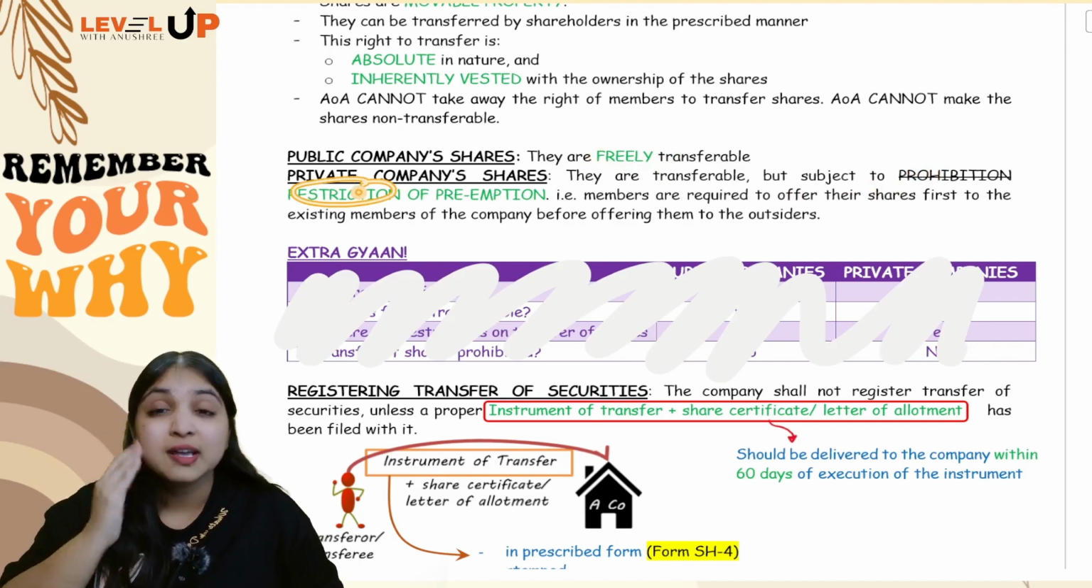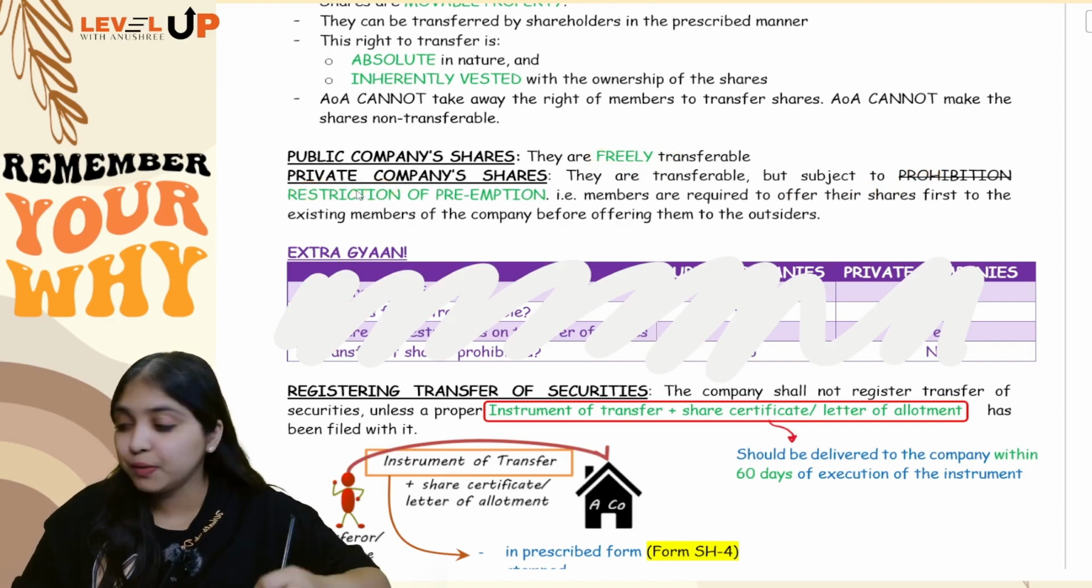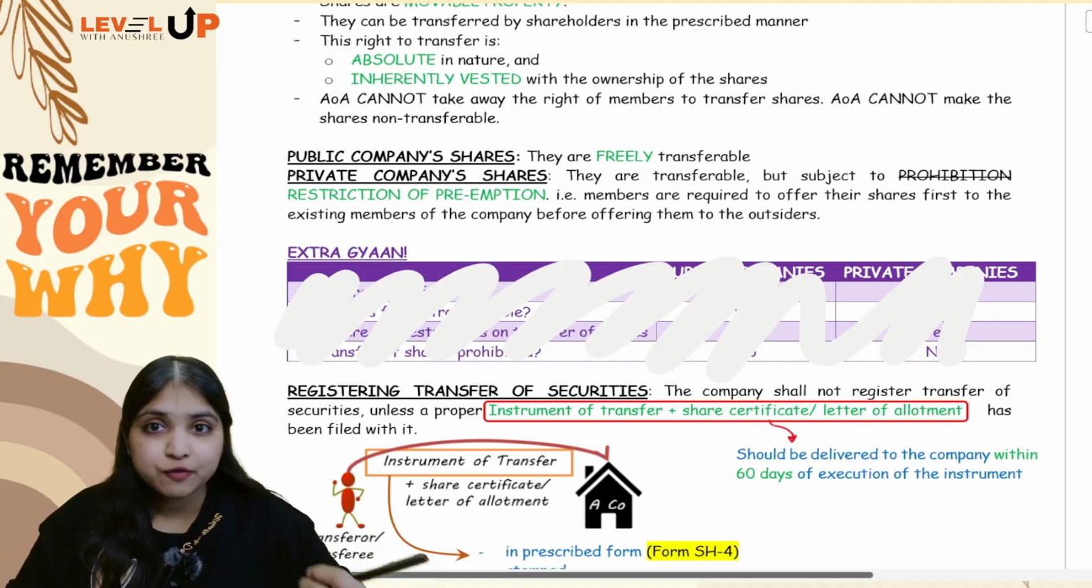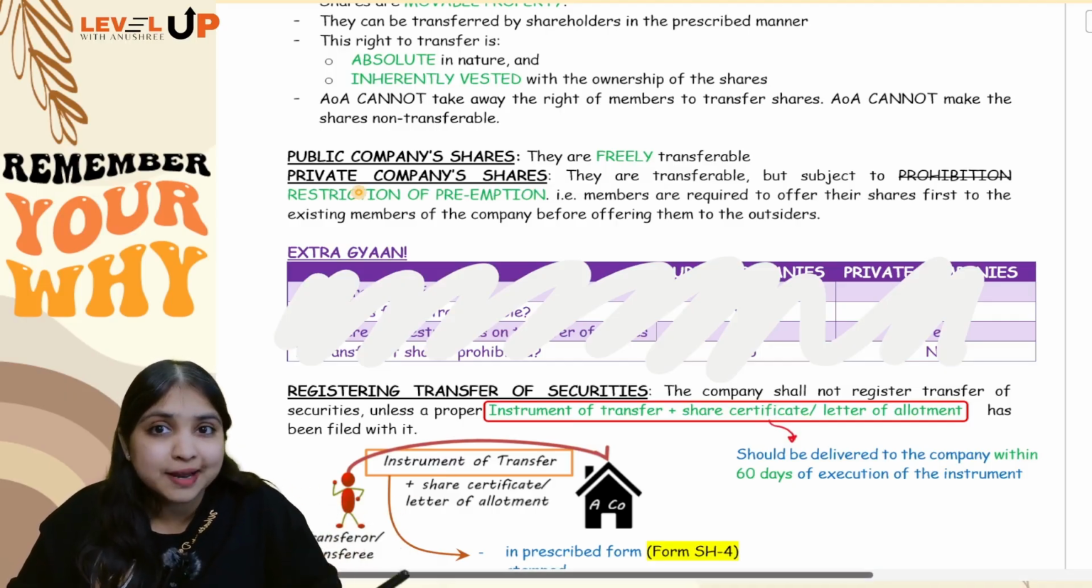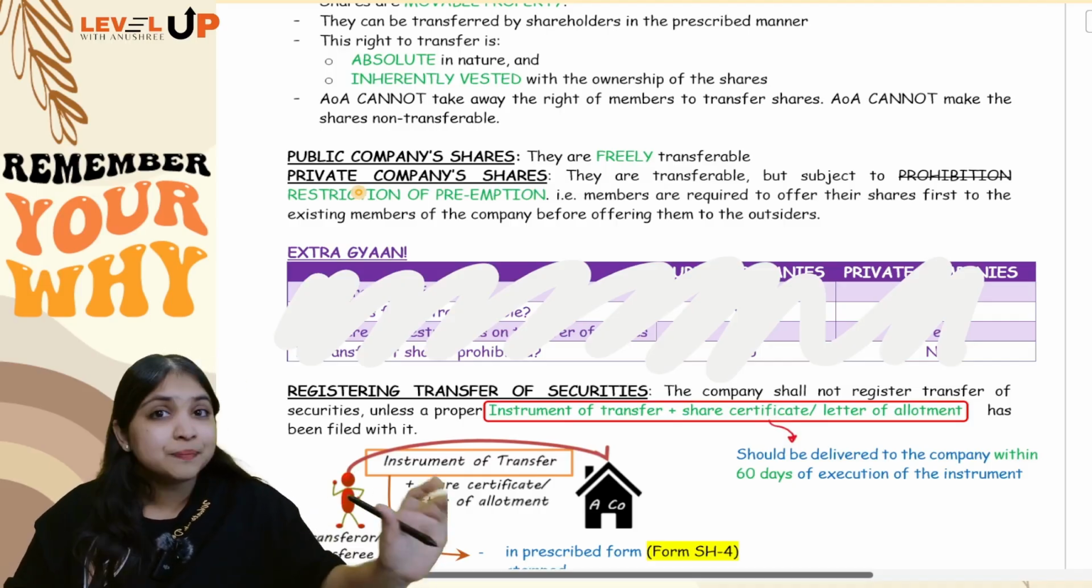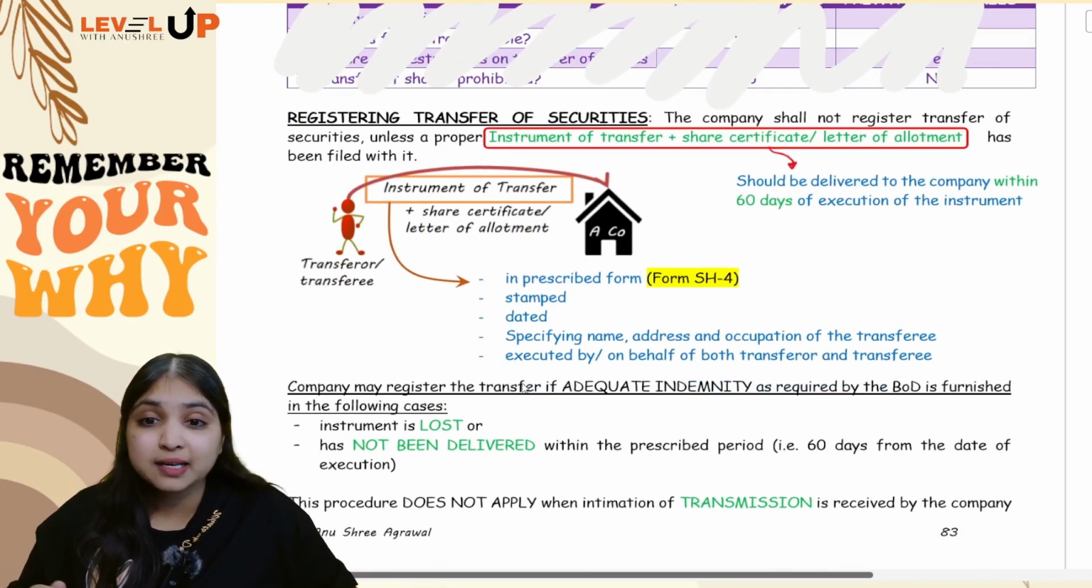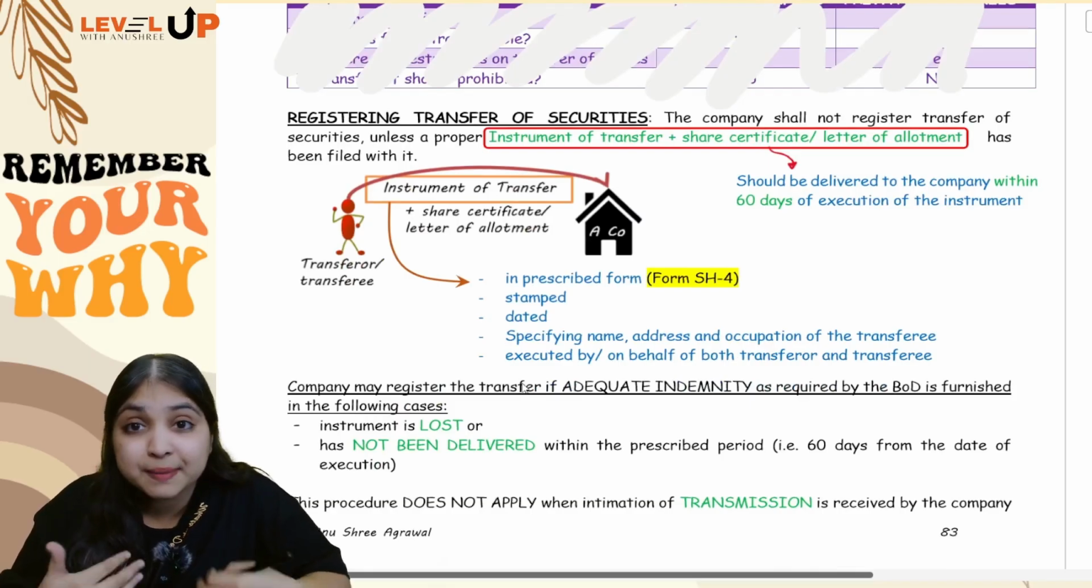And what is the restriction? If I am a shareholder of a private company and if I want to transfer the shares, I have to first offer the shares to the existing shareholders. Only if none of the existing shareholders are willing to buy the shares, only then I can transfer the shares to the outsiders.